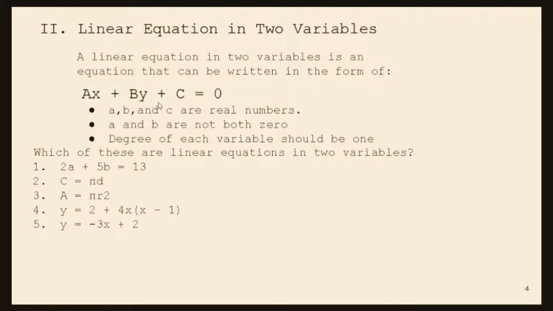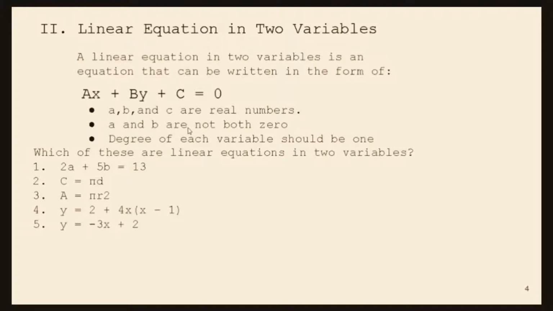Pero merong exception. Dapat hindi sabay na magiging 0 si A tsaka si B. Kailangan kung si A 0, dapat si B hindi siya pwede mag-equal sa 0. Kahit mag-negative man siya, basta hindi siya 0. Pero pwede rin namang si B 0 tapos si A hindi 0. Pwede siya mag 100, negative 100, ganun. Basta hindi lang sila sabay na 0. Kasi hindi na siya magiging linear equation kapag ganun.